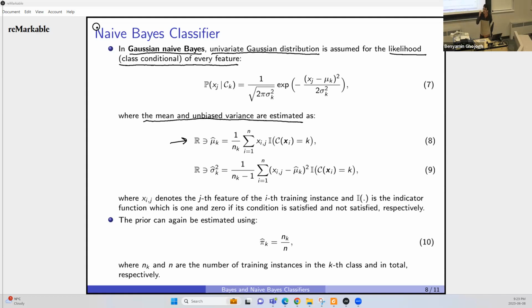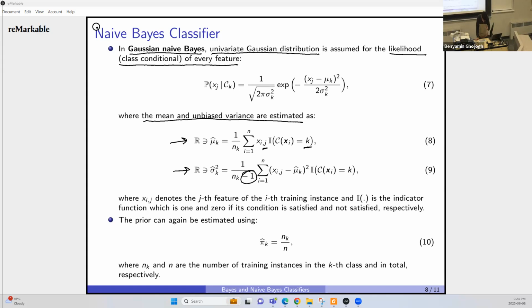So what does it mean? Only consider the points in this class k, but only their jth feature. Only their jth feature. And then take the mean. Variance, also calculate the variance only for the points in this kth class and only their jth feature, but let it be unbiased. So -1 in the denominator is for being unbiased. That's also a scalar because it's univariate.